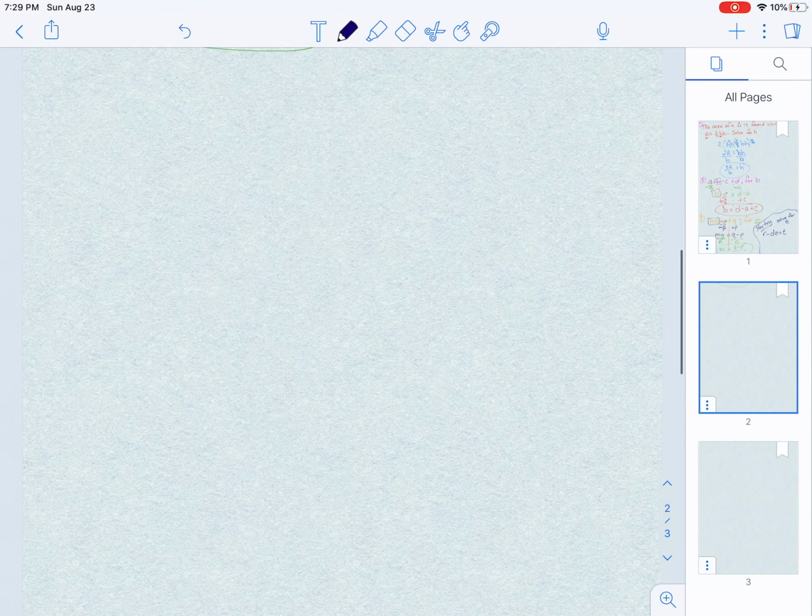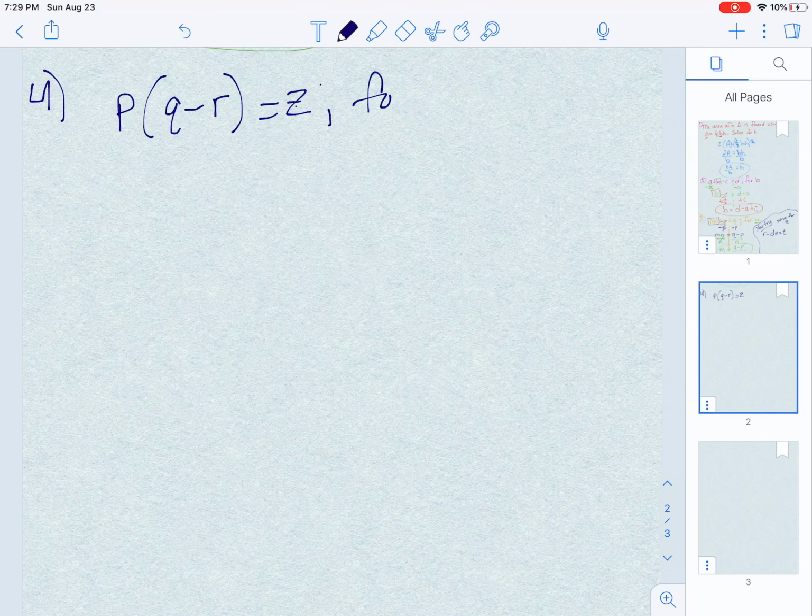All right, let's try a little bit harder ones. So this next one that we're going to do is going to have a couple more steps in it. We have p times q minus r equals z, and we're going to solve for e. E? Nope, we're definitely not solving for e. Let's try r. All right, so back to our multi-step equations.